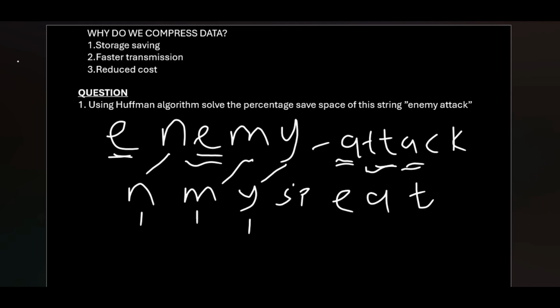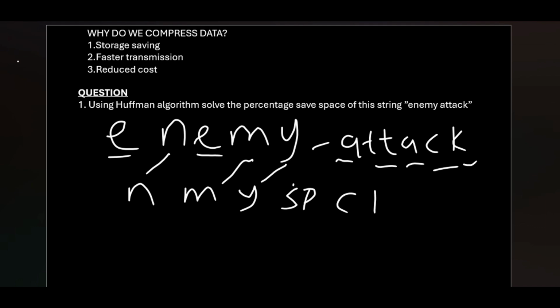The N appeared once, Y appeared once, the space appeared once, and E appeared twice. So the frequency of E is 2. I think we missed something: the C and K. C appeared once and K also appeared once. So let's write that. We have the space and then the C and K before the E, and then the A, which also appeared twice, and then the T, which also appeared twice. Alright, so this is what we have.